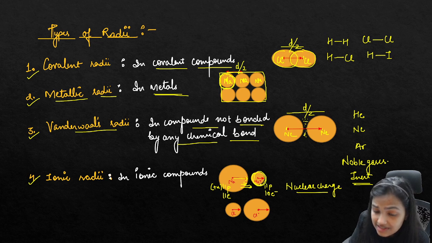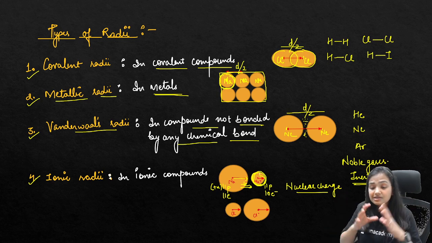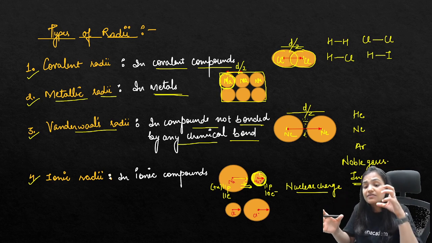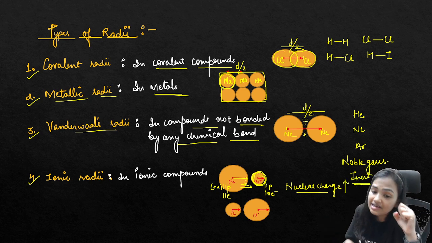So here you can see that the size of Na is bigger but the size of Na positive is smaller. So what's the reason for that? The simple reason: the effective nuclear charge increases. Since the nuclear charge increases, the size decreases.